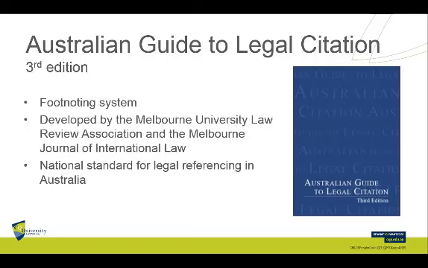The Australian Guide to Legal Citation is the third edition that we're using. It's a footnoting system. It was developed by the Melbourne University Law Review Association and the Melbourne Journal of International Law, and it's the national standard for legal referencing in Australia, used by most universities and generally all law firms.